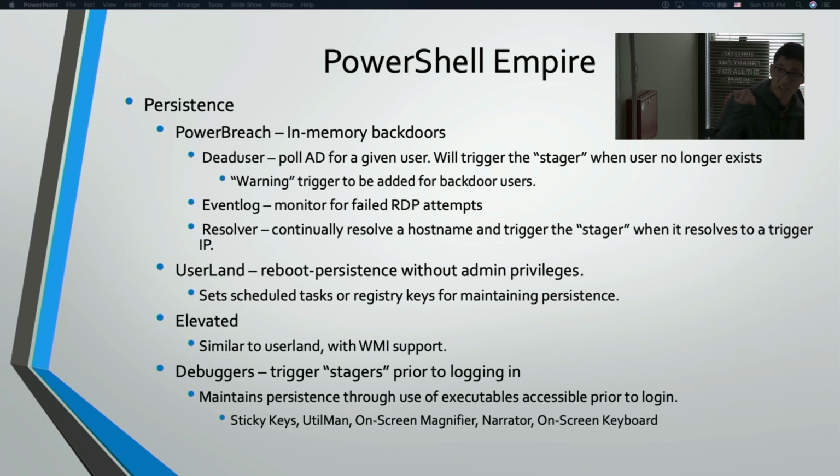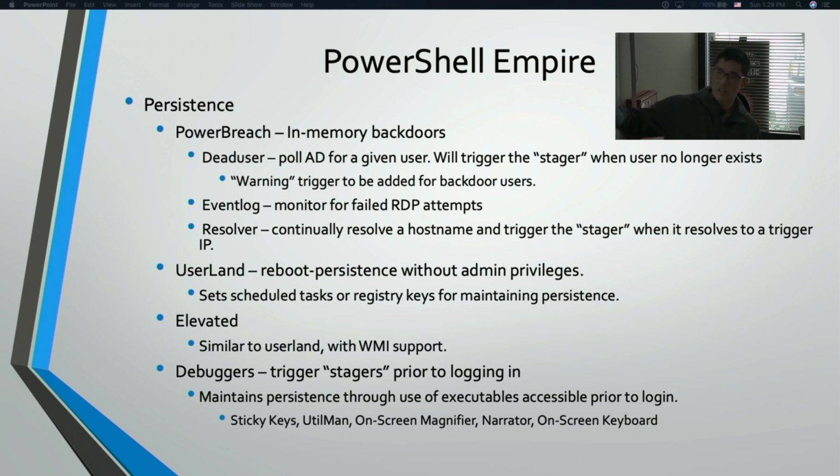Event log, mainly for monitoring for failed RDP attempts, going back into the fact that if there is saved RDP event history, then bad actors can utilize that information knowing, cool, it'll be safe for me to attempt to sign in as this user and it wouldn't be seen as that suspicious by the environment. And then resolver. This is one where if you're looking at bouncing hosts on a regular basis, you'd be able to use that also as another trigger. Userland, reboot persistence. I'm going to talk about userland and elevated, and actually debuggers, kind of in the same context here.